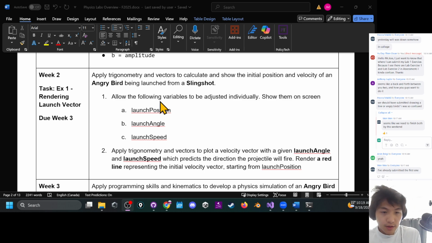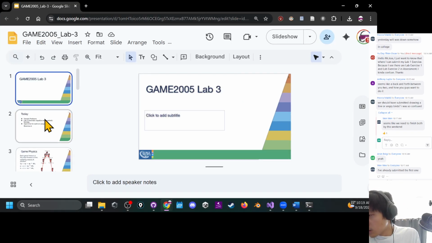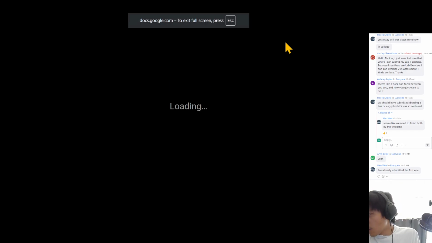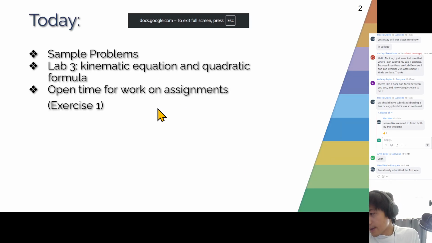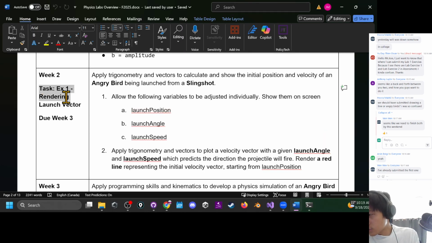All right, folks. So welcome to our third lab class. Okay. So today I want to go over the sample problems that I introduced last week. And then what we'll also do is look at the actual thing that's due, the thing you need to submit, which is this exercise, rendering the line.